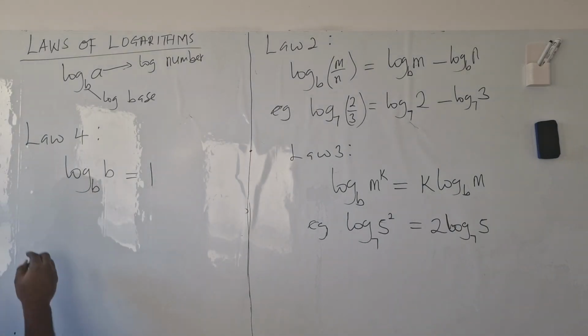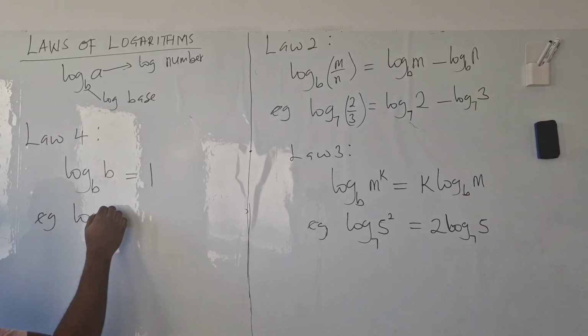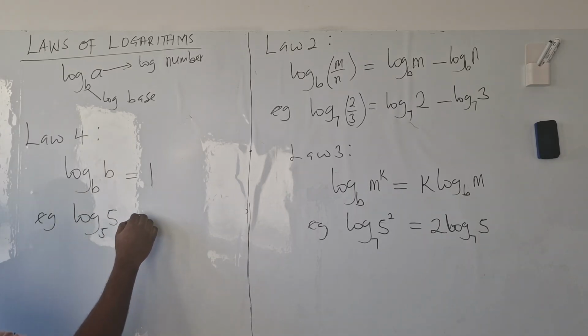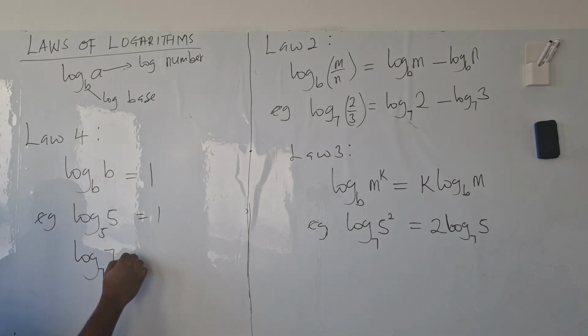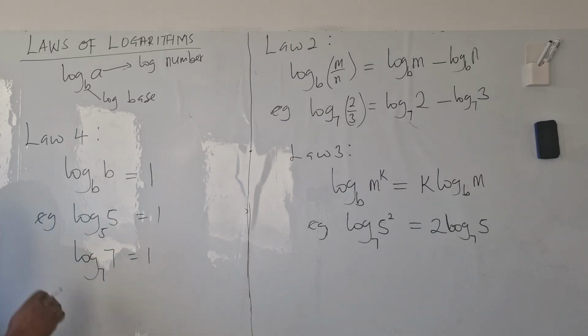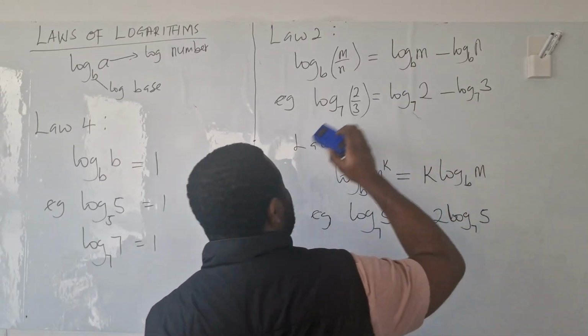Of 1. Example, log 5 to the base 5. The answer should be 1. Log 7 to the base 7. The answer should be 1. So log of a number to the base of the same number should always give an answer of 1. That is the fourth law.